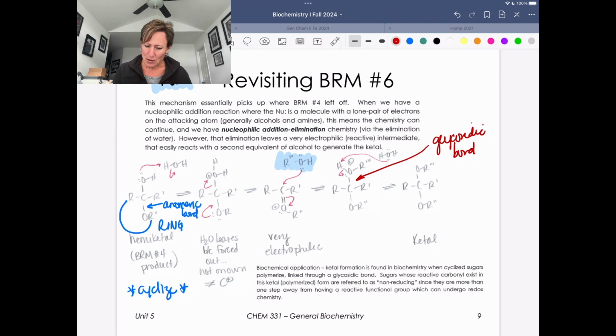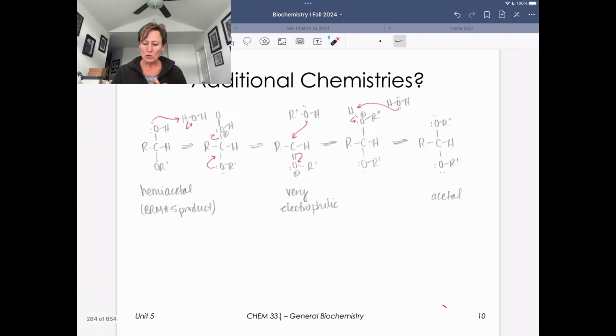Okay, biochemical application for this, again, we are going to be cyclizing our sugars when we form hemiacetals and hemiketals, and then we polymerize them through the formation of a glycosidic bond. So we polymerize sugars. We're going to talk about glycosylating proteins, and we're going to talk about adding nitrogenous bases to sugars. So 3 applications that we can see for using this formation of a glycosidic bond, this chemistry. Okay, so again, let's talk about some specifics for what we see here.